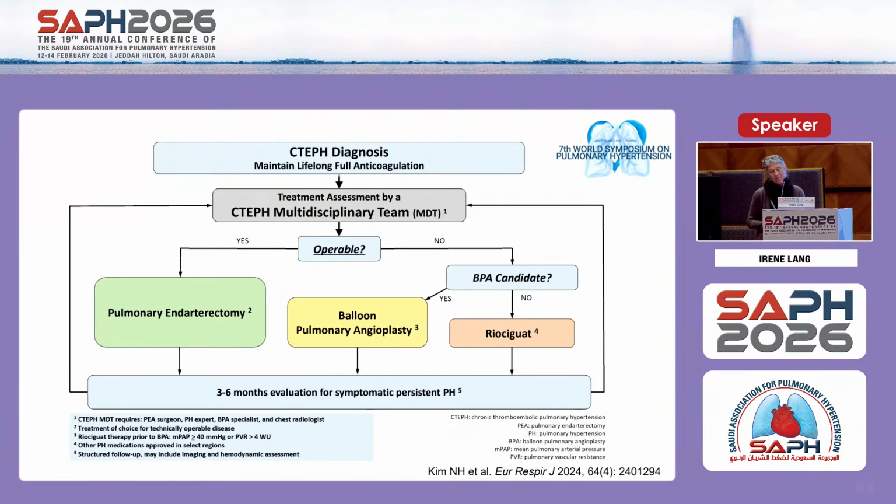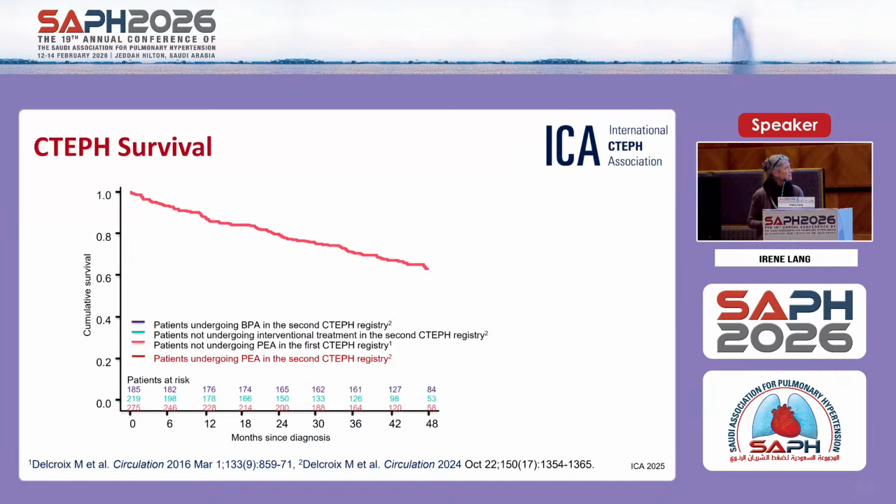This is the treatment algorithm of the most recent 7th World Symposium on Pulmonary Hypertension. You are familiar with that. And the mainstays of treatment is pulmonary endarterectomy, balloon pulmonary angioplasty, that will be addressed by Professor Matsubara, and riociguat, PH medication. The approved treatments are riociguat and subcutaneous treprostinil.